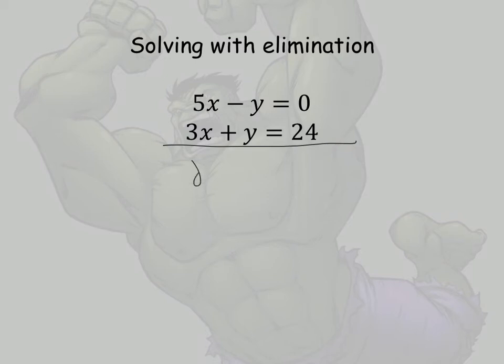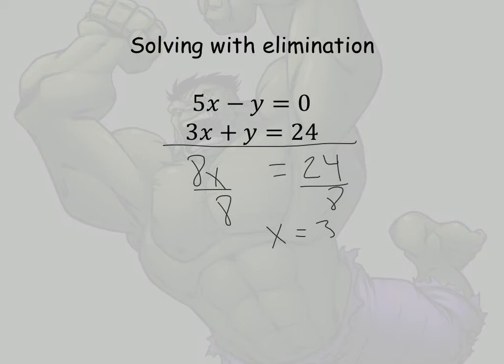5x and 3x is 8x. Here's why this is perfect for elimination. If we have the opposite of y and y, if we add that, we get 0y. And then 0 plus 24 is 24. And when we do that, there's no more y. Hey, we know how to solve this. Pretty easy. x is 3.